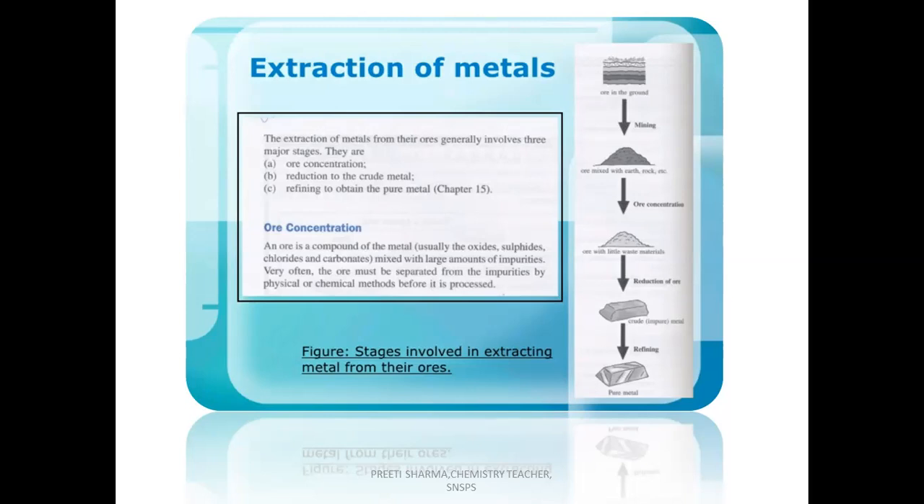So there are certain steps. The step which is very important is the reduction part, right? The extraction of metal from the ore generally involves three major steps, and they are ore concentration, reduction to the crude metal, and refining to obtain the pure metal, right? So an ore is a compound that is mixed with a large amount of impurities, and we often apply separate physical and chemical methods to remove all these impurities.